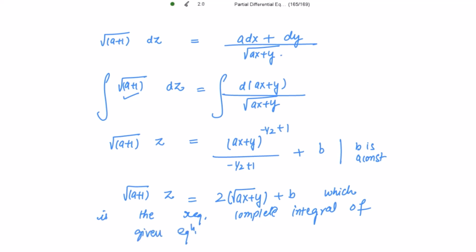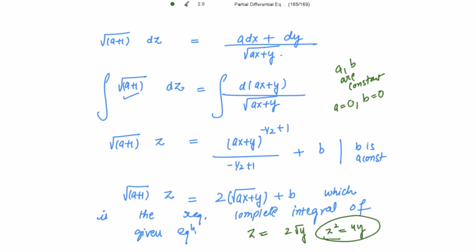A very important thing to note here: because a and b are constants, if I give the value a to be 0 and b to be 0, what do I get from here? I get z equal to 2 square root y, or z square equal to 4y, which becomes the particular solution of the given equation.